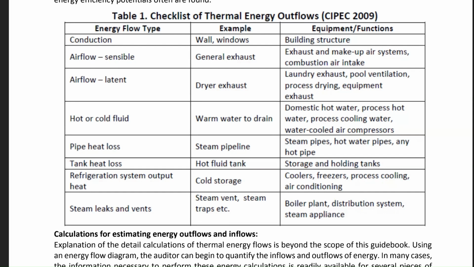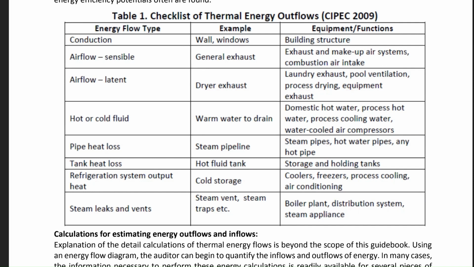Air flow sensible. This is the general exhaust system which we have in our industries or in our kitchen or washrooms, etc. So this is the makeup air system and combustion air intake. Next is the airflow latent. This is the exhaust system that is used for drying purpose, dryers in use. The equipment associated with it are the laundry system, pool ventilation, process drying, equipment exhaust.